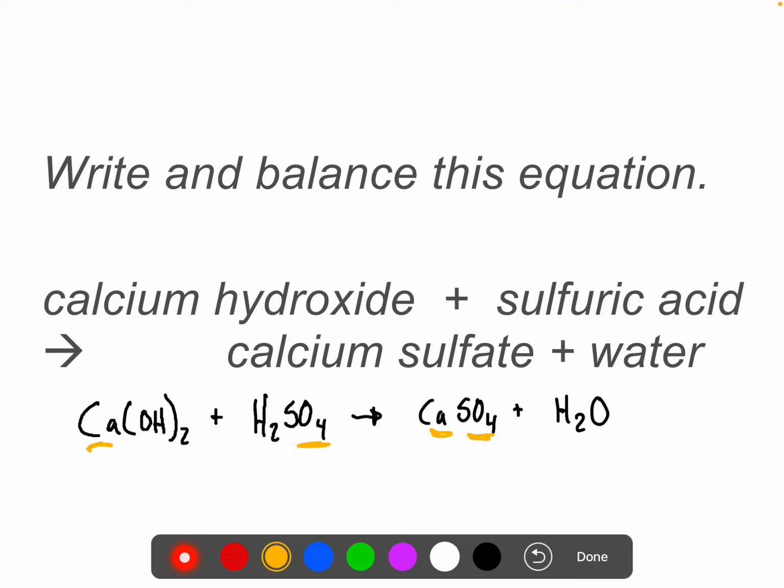So I got 2 oxygens on the left and 4 hydrogens. I got 2 hydrogens and 1 oxygen. Well, it's a perfect ratio. So if I just put a 2 in front of this, now I got 4 hydrogens and 2 oxygens, and that works out perfectly. So that's what we want.